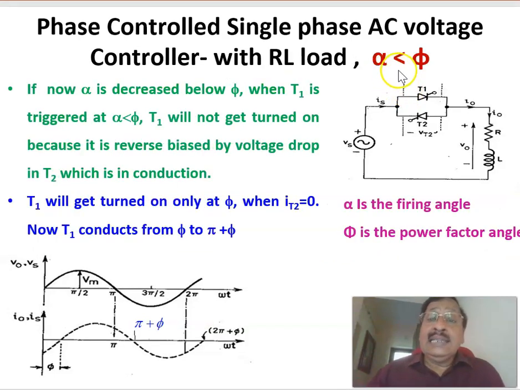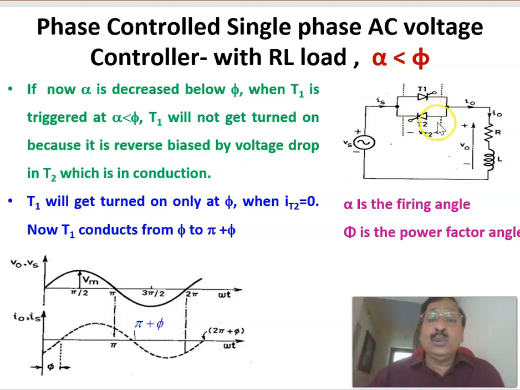So let us see the second case. The firing angle is less than the power factor angle. You are firing an instant before the power factor angle. If you are firing before the power factor angle, what is happening? If alpha is decreased below φ, when you are triggering T1 at an alpha which is less than the power factor angle φ, T1 will not get turned on, because since the current is negative, T2 is conducting.